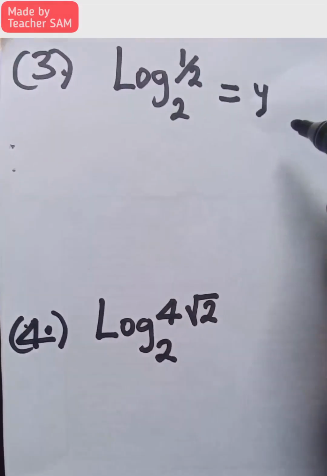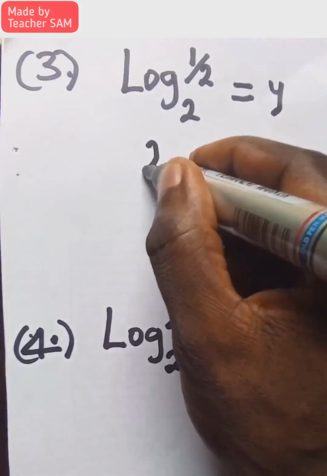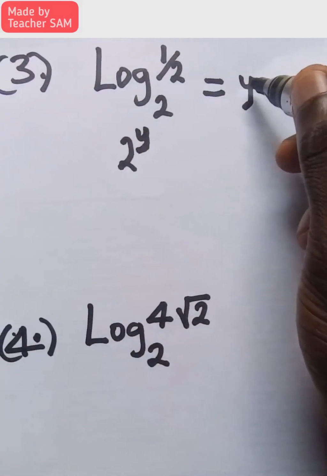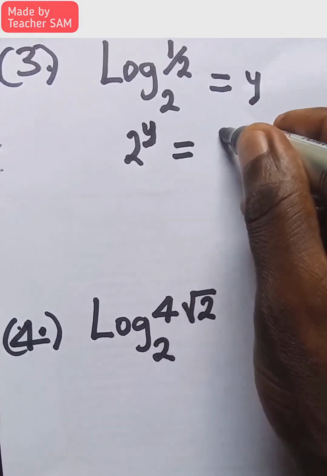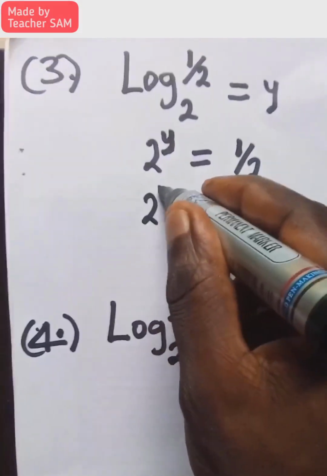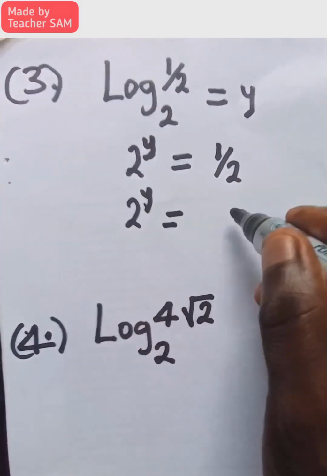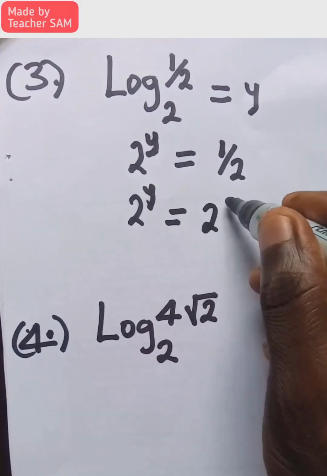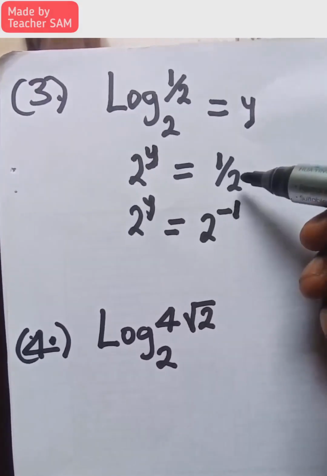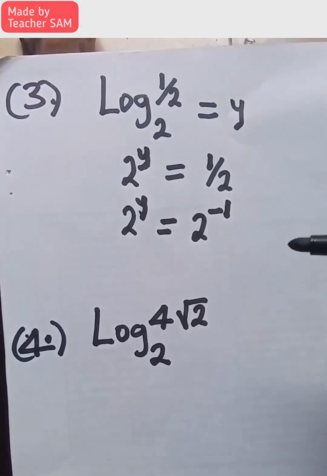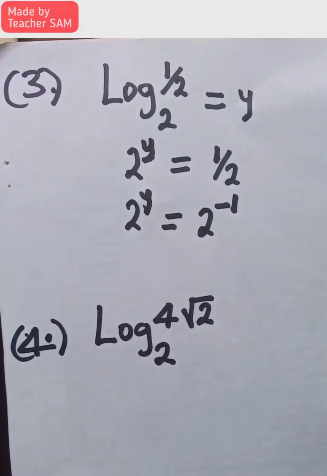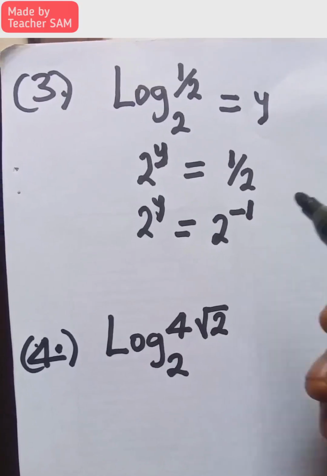Number 3, let this be equals to, okay, let's try another alphabet. Let this be equals to y. Now that will be 2 raised to power y, the base raised to this as the power, equals to 1 over 2. From your previous knowledge in indices, 1 over 2 is the same thing as 2 raised to negative 1, because anytime you have a setup like this, it is raised to negative 1. So if you have 1 over 3, it is 3 raised to negative 1, 1 over 4 is 4 raised to negative 1.